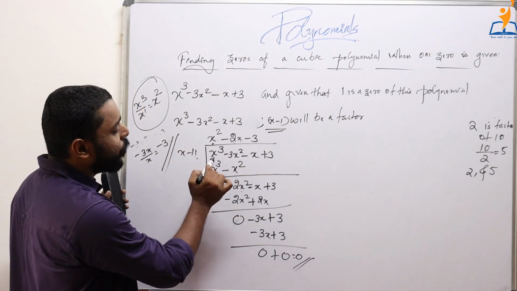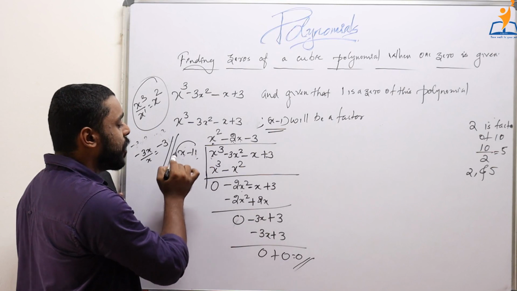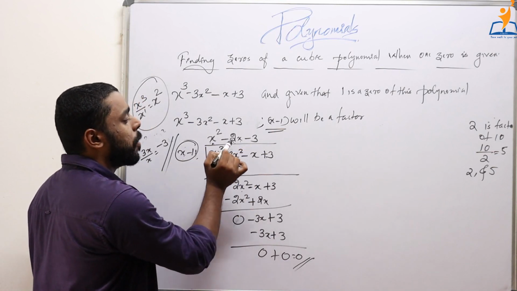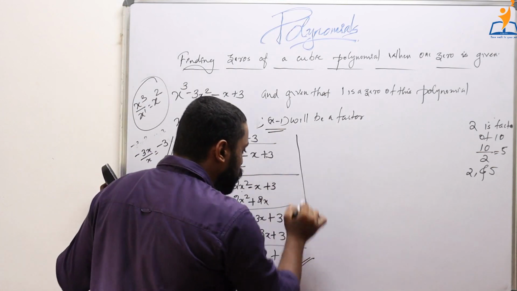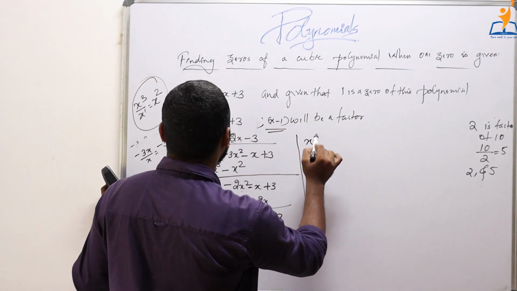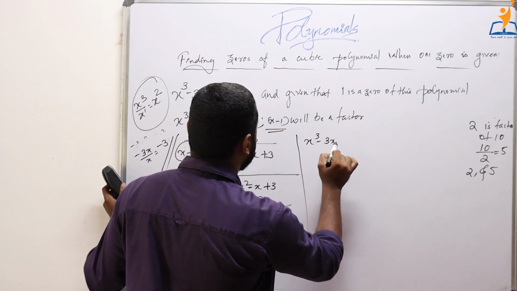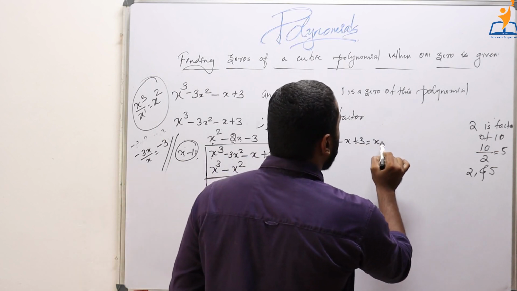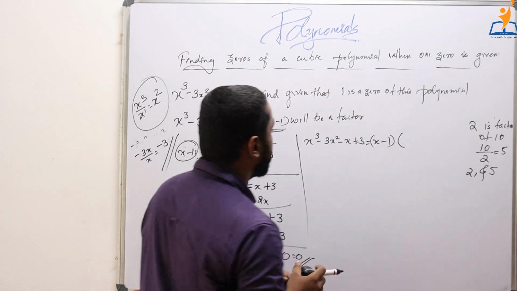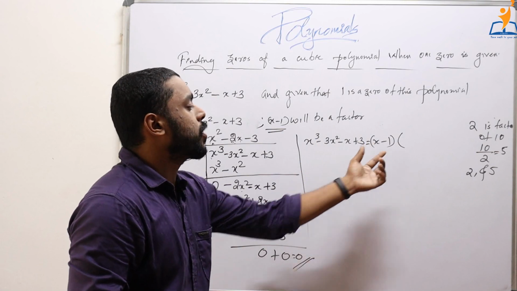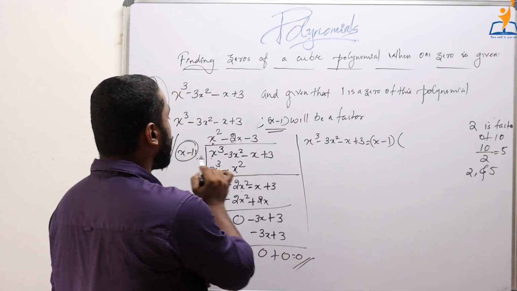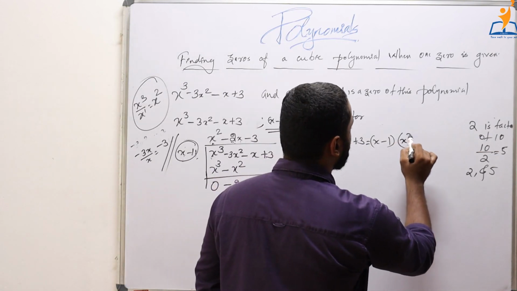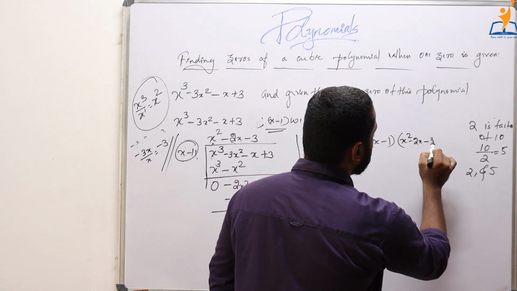So when we divided this polynomial with the factor x minus 1, we got the next factor as x square minus 2x minus 3. So we can write x cube minus 3x square minus x plus 3 equal to x minus 1 into the product of factors. We can write this polynomial as the product of factors, and the two factors are x minus 1 and x square minus 2x minus 3.